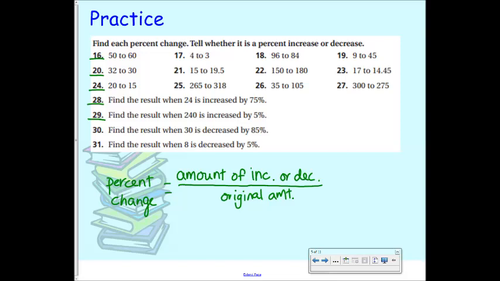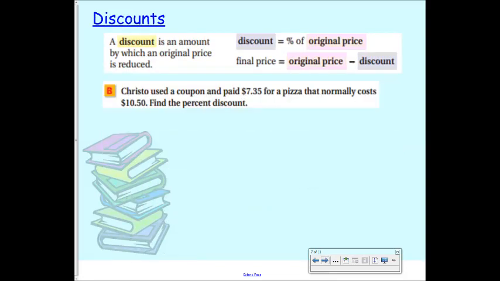Okay, so discounts, markups then, if you have a percent change problem, like this is B, so we did A, so we're skipping to B now. All right, so Christo used a coupon and paid $7.35 for a pizza that normally costs $10.50. Find the percent discount. So again, I'm still using the same formula.